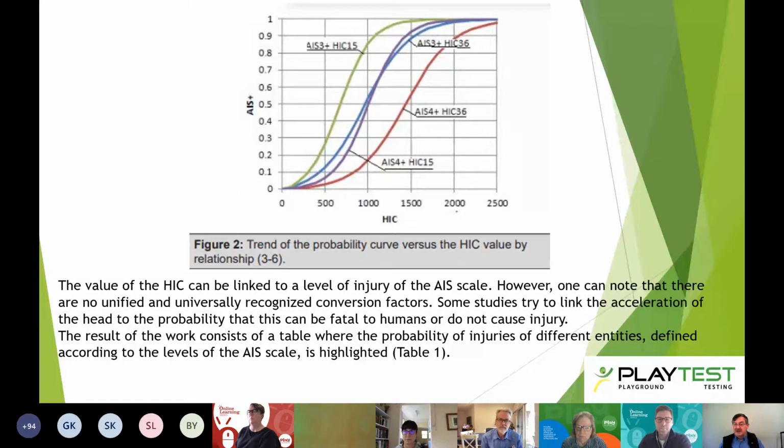Now, the abbreviated injury score on the SI unit as well is compared to the HIC impact. This comes from the severity curve, which is up on the screen there. This also shows, as a guide, that injury data is different for different ages, different sexes and different nationalities. So some studies try to link the acceleration of the head to the probability that this can be fatal to humans or not cause injury. This is why you come back to the statement in the standard about the probability of injuries. The amount of research which still needs to be done to improve this is happening all the time.